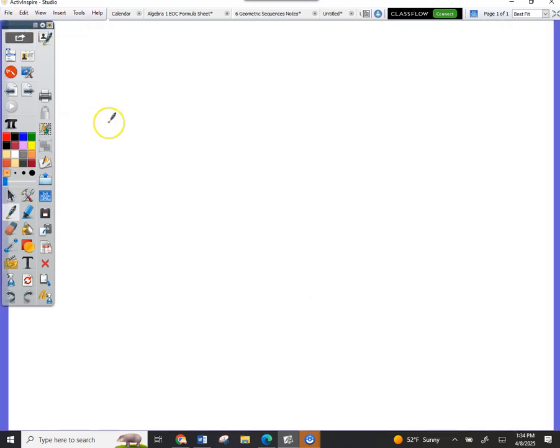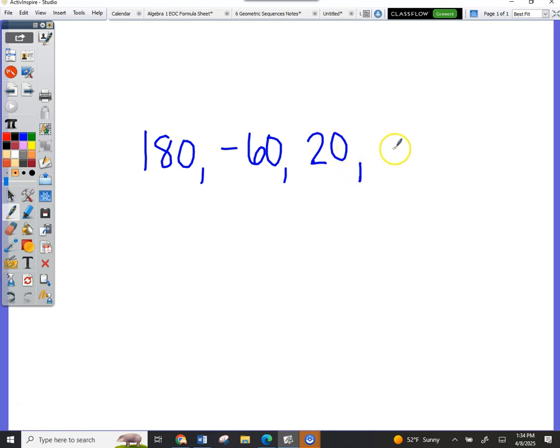What is it? It's 180. I don't have a lot of room over there. It's 180, negative 60, 20, right? And then what? Negative 6 2/3. Okay.